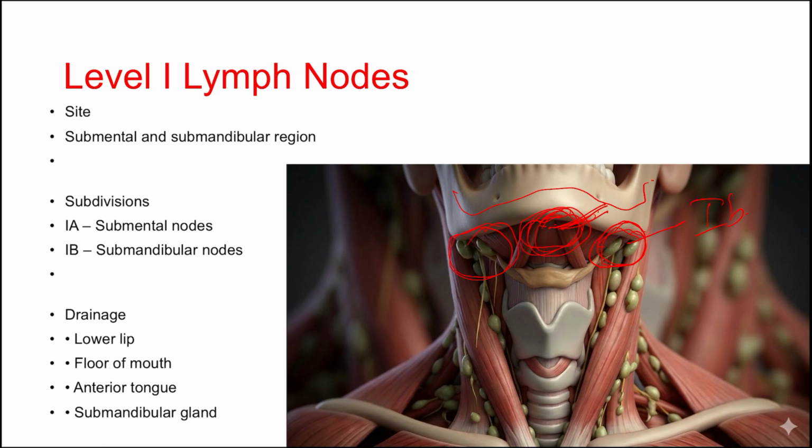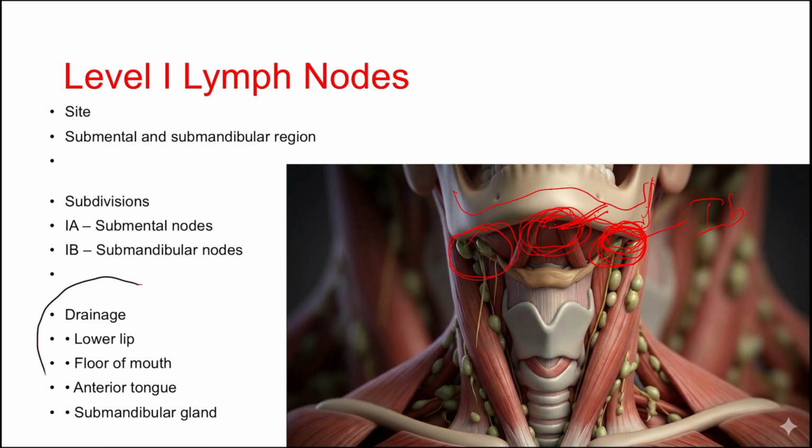Level 1A lies in the submental region, and these lymph nodes are known as submental nodes. This level lies between the anterior bellies of the digastric muscles, and level 1B is the submandibular nodes. They lie around the submandibular gland beneath the body of the mandible. So if this is the body of the mandible, if you poke your fingers under the body of the mandible, you will feel these submandibular lymph nodes if they are enlarged. So this is level 1, level 1A and level 1B.